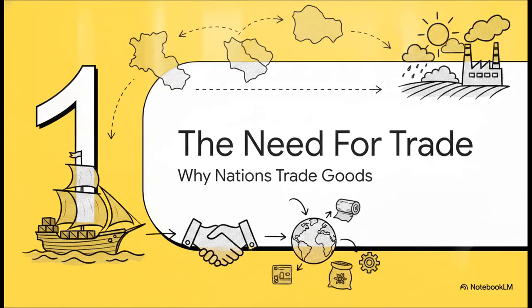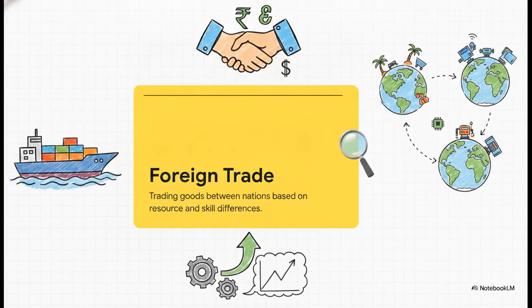All right, part 1. The need for trade. Why nations exchange goods. So, why does any country, especially a newly independent India back in the 1950s, need to look beyond its own borders? Well, it boils down to a pretty simple reality. Foreign trade is just an absolute necessity.